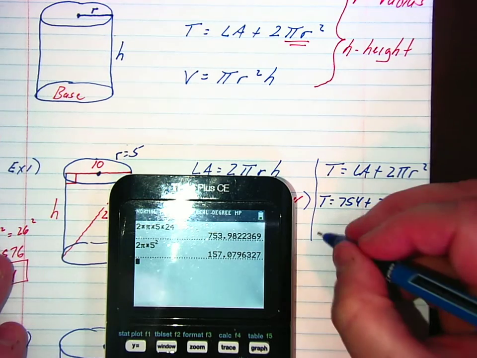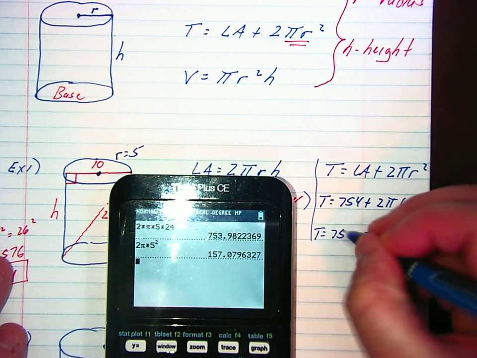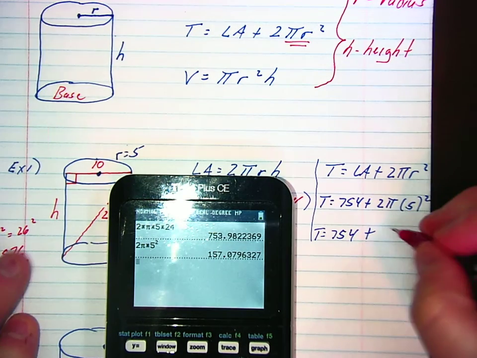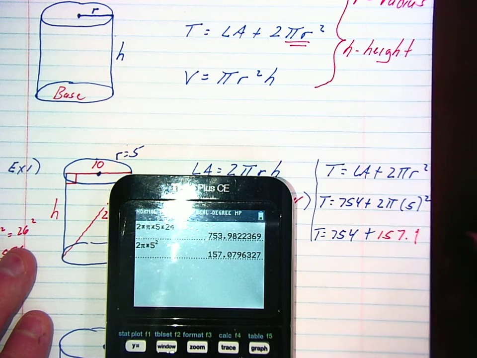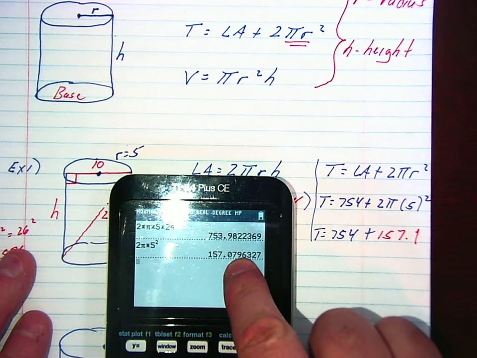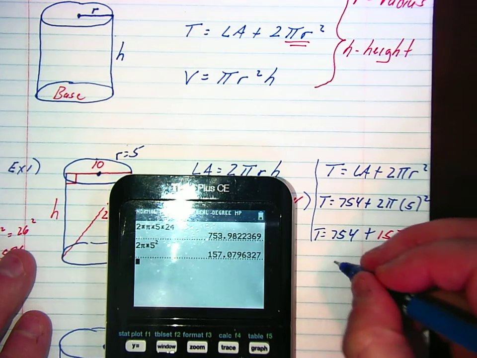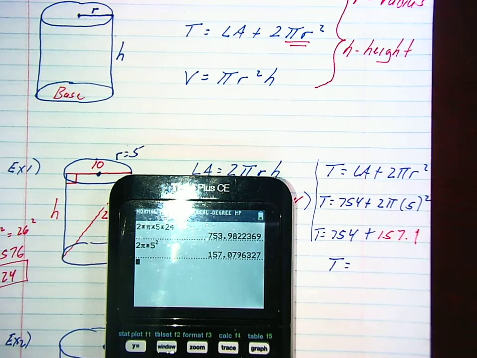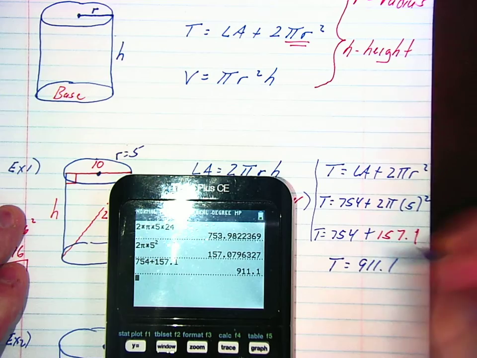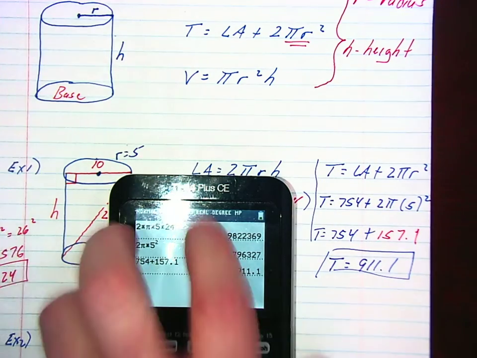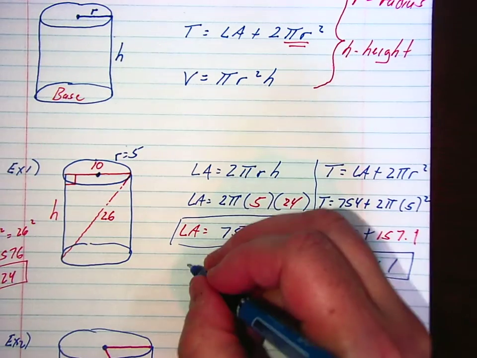So I'm going to have this 754. To that, I'm going to add 157.1. That's what I got on the calculator right here, and that's going to give me my final total area. So I need 754 plus 157.1, and there's your final answer, 911.1. That's your total area, and the last one's going to be your volume.